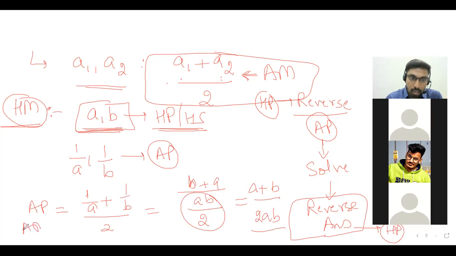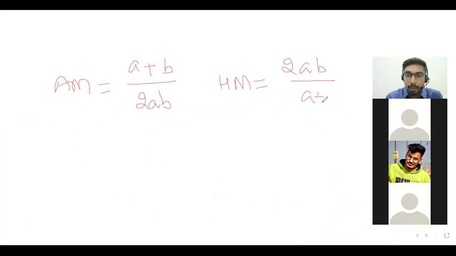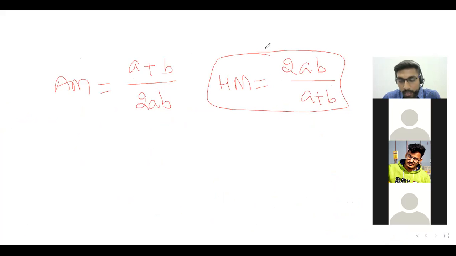Yes, sir. Okay. So if you are getting the arithmetic mean for any number like this, (A plus B) upon 2AB, what will be the harmonic mean? Just reverse. That means 2AB upon (A plus B). Now got it?